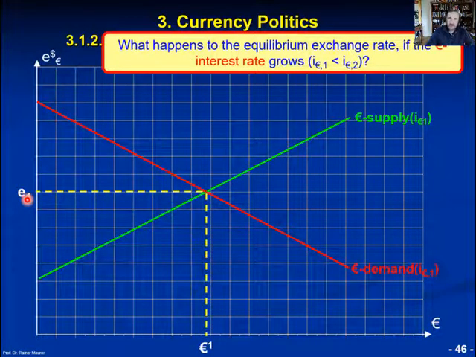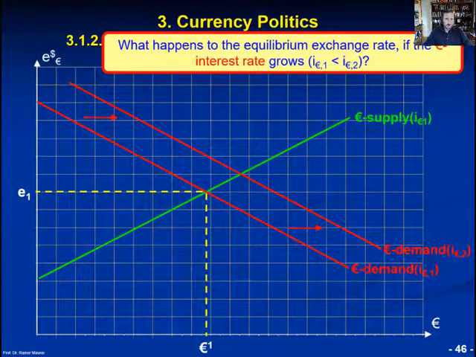What happens now to the equilibrium exchange rate if the euro interest rate grows? Interest rates do not appear on the y-axis, hence they are shift parameters. If interest rates in the euro area grow, Americans will try to invest more money in the euro area since they receive higher interest payments. Consequently, the demand curve for euro shifts upward or to the right.